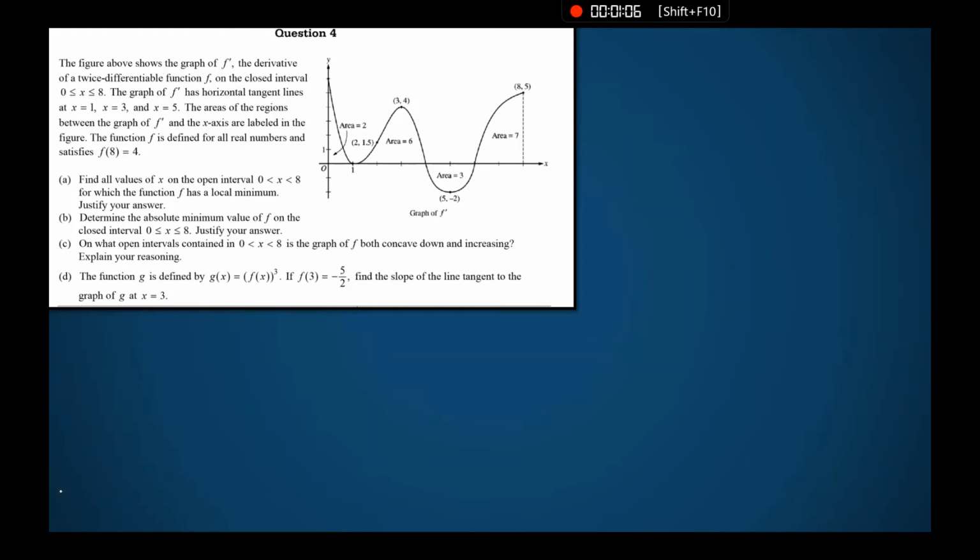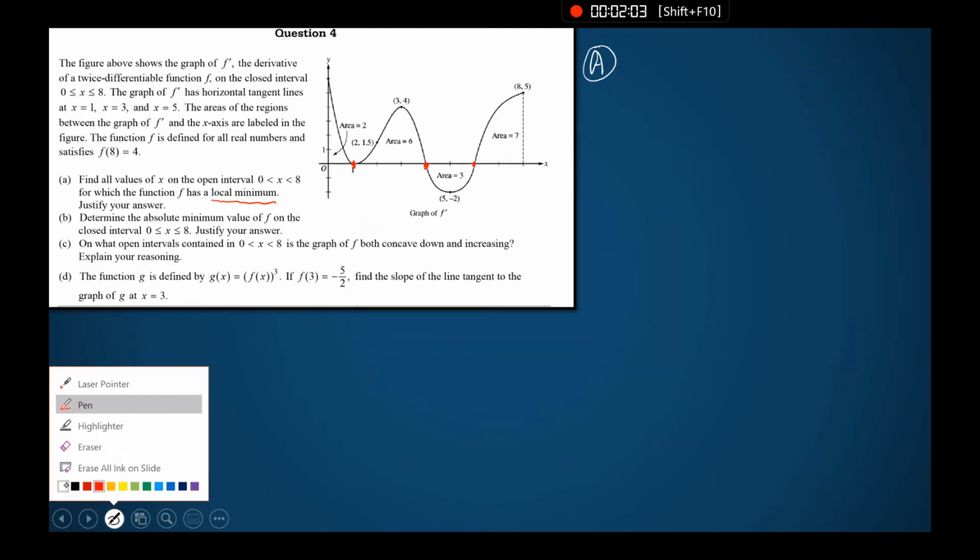Part A. Find all values in the open interval for which f has a local minimum and justify your answer. What do we have to do? Since the graph is f prime, you have to see when it meets 0, and it changes from negative. Perfect. So we've got a couple points where we hit 0. But which one of these would it change from positive to negative at? No, it should be negative to positive, because we're looking for a minimum. So that's x equals 6.